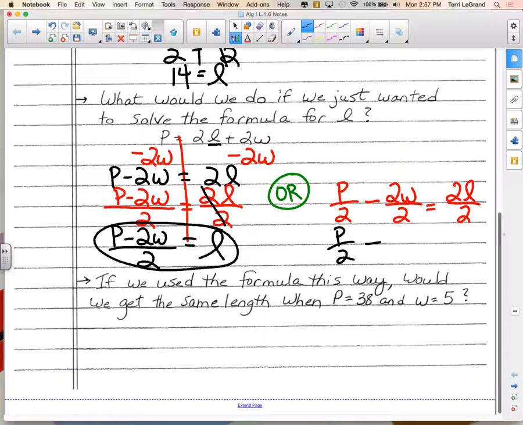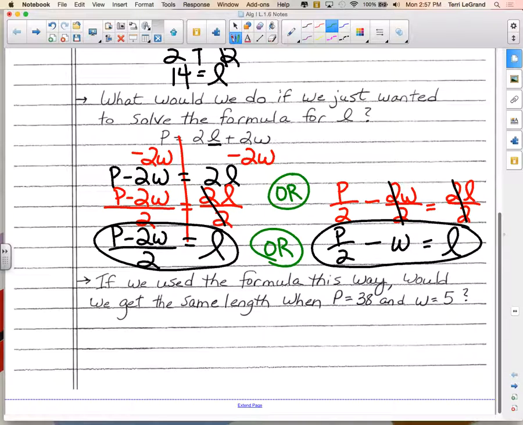Can we divide 2W by 2? We can. Now these can cancel, can't they? And we have a W. That's all we have left is that W. 2W divided by 2 is 1W. And then these 2's cancel, and we have L. L is by itself. We've solved the equation for L. This is another possible way. Put an "or" between these 2 answers also, so you know that one or the other of those 2 answers would be correct. I could not count it wrong in a quiz if you had one of those 2 answers.